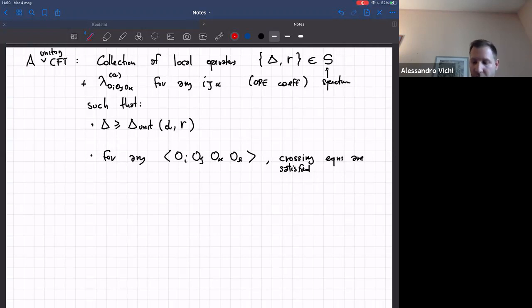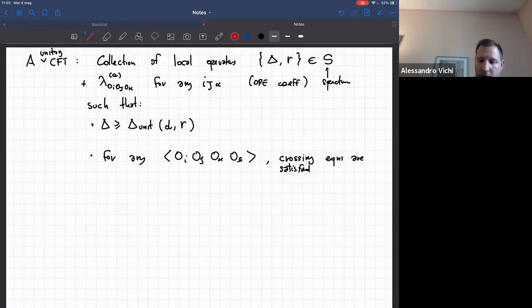Of course, I should stress these are not sufficient conditions to guarantee the existence of the CFT. These are necessary conditions to have a unitary CFT. There probably are additional conditions that one can impose. For instance, in gauge theories there are also non-local operators that you can write and that eventually have to be taken into account. But we will focus on this only.